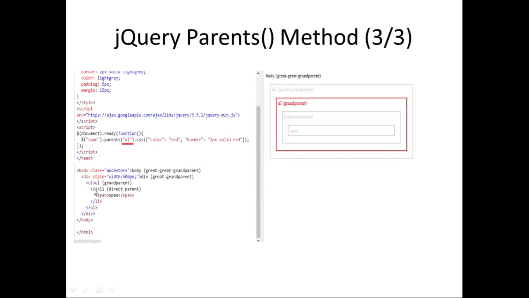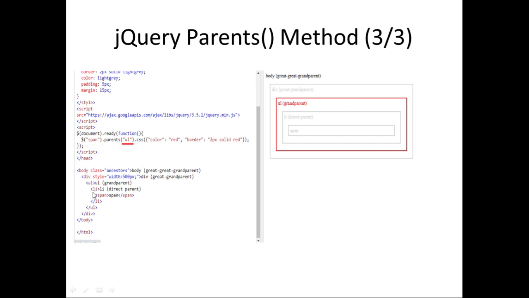Now in this example here, similar to the previous one, but instead of just parents with nothing here as parameter, we place ul. So in this case, we'll be looking upwards, so the ancestors, but only those that satisfy this filter with this ul. So we are here, and this is the only ul ancestor. So this will be selected.